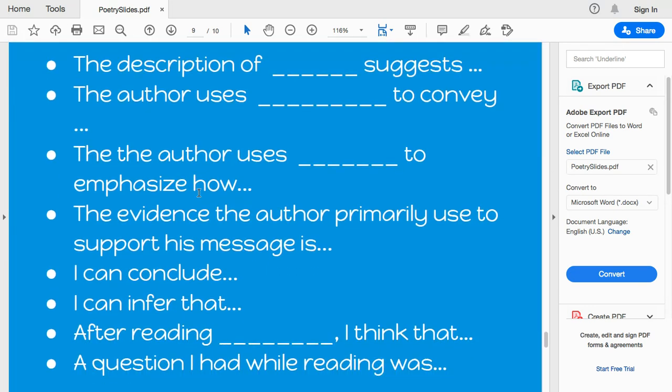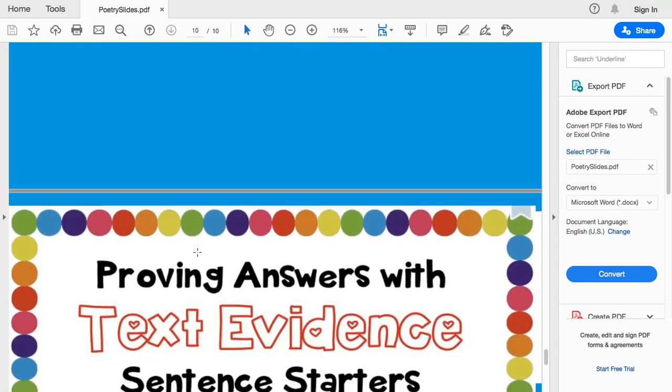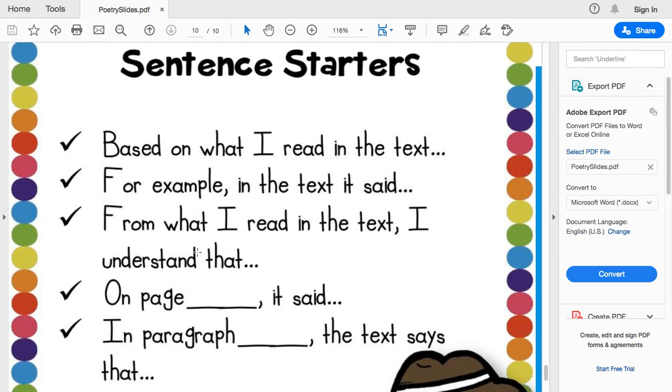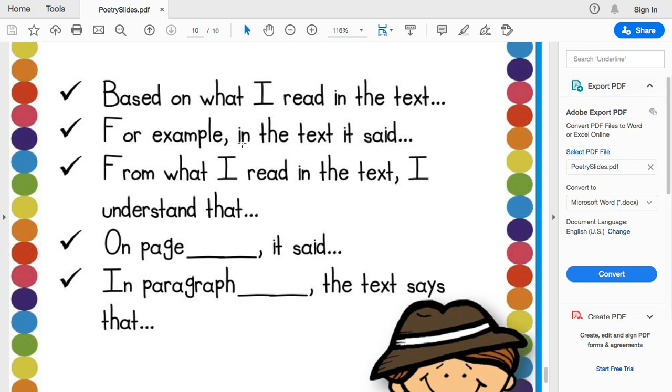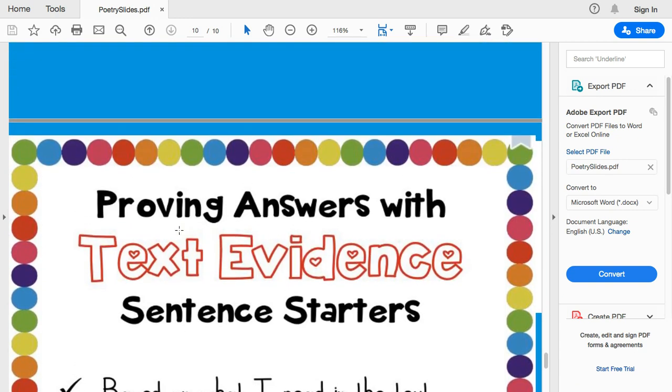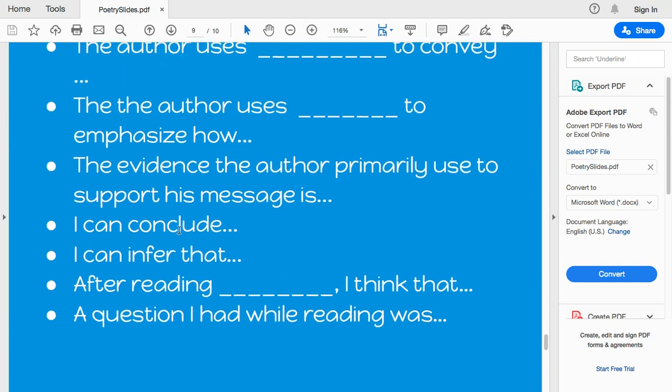And then there are some sentence starters at the end to help you. Like, I can conclude that, or after reading, I think that. So those are just to help you if you're having a little trouble starting your sentences. Based on what I read in the text, for example, in the text it said, from what I read in the text, I understand that blank. Okay? You won't use on page because it's only 1 page. But you could say in stanza 2 and then complete your sentence.